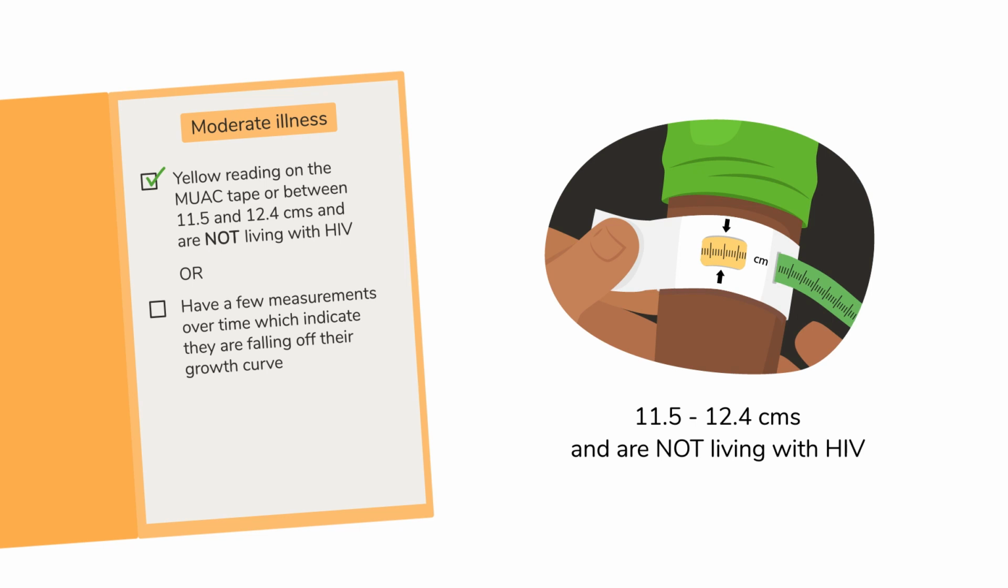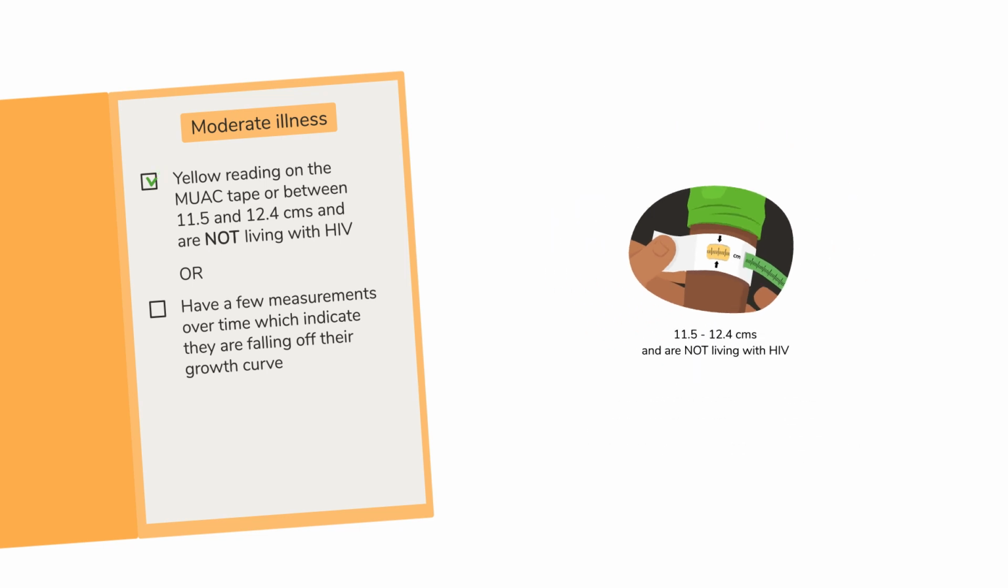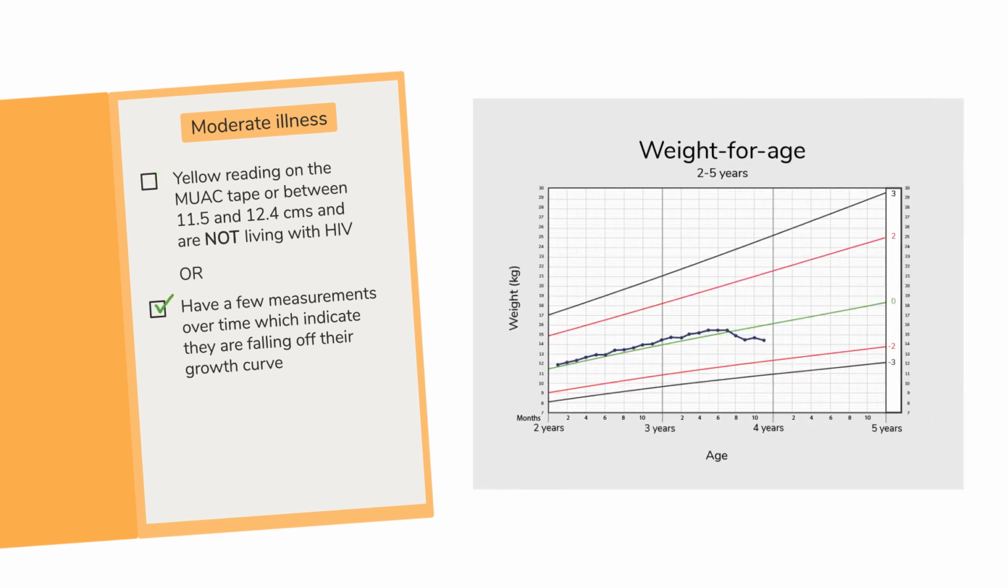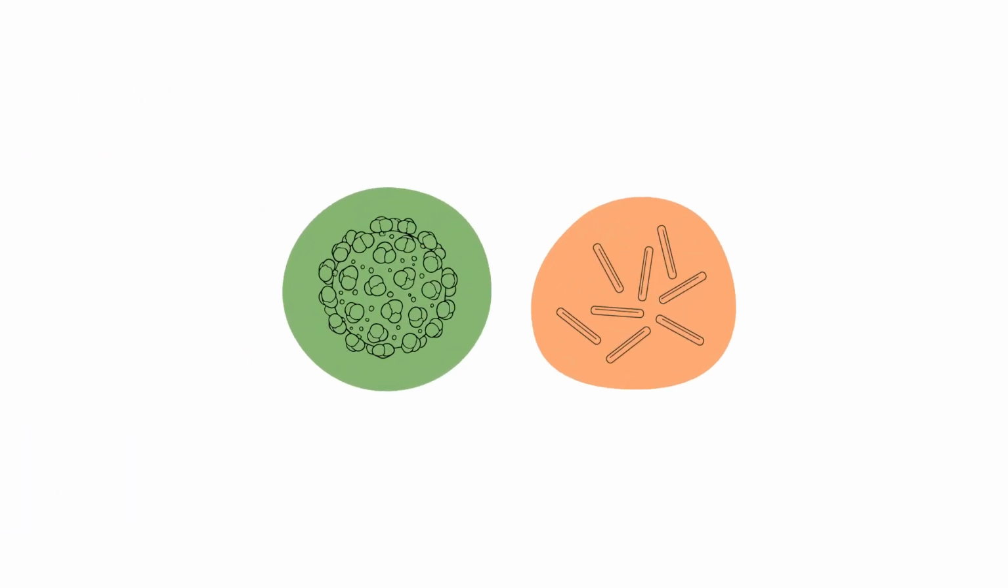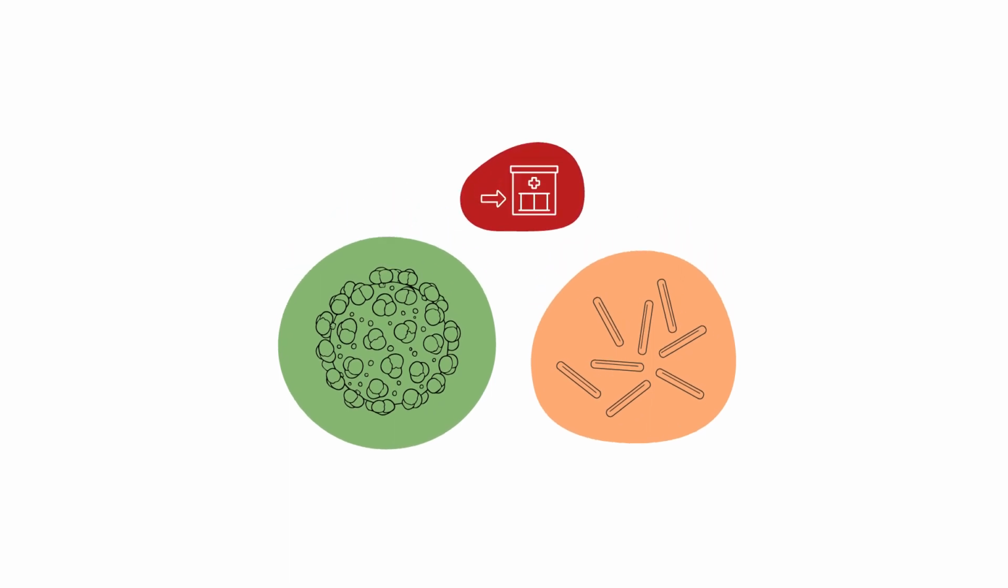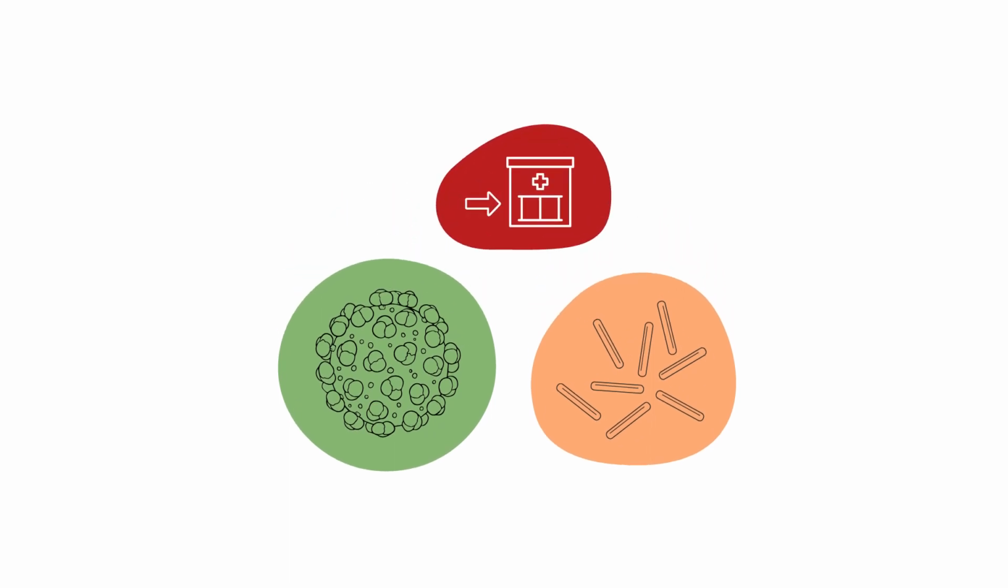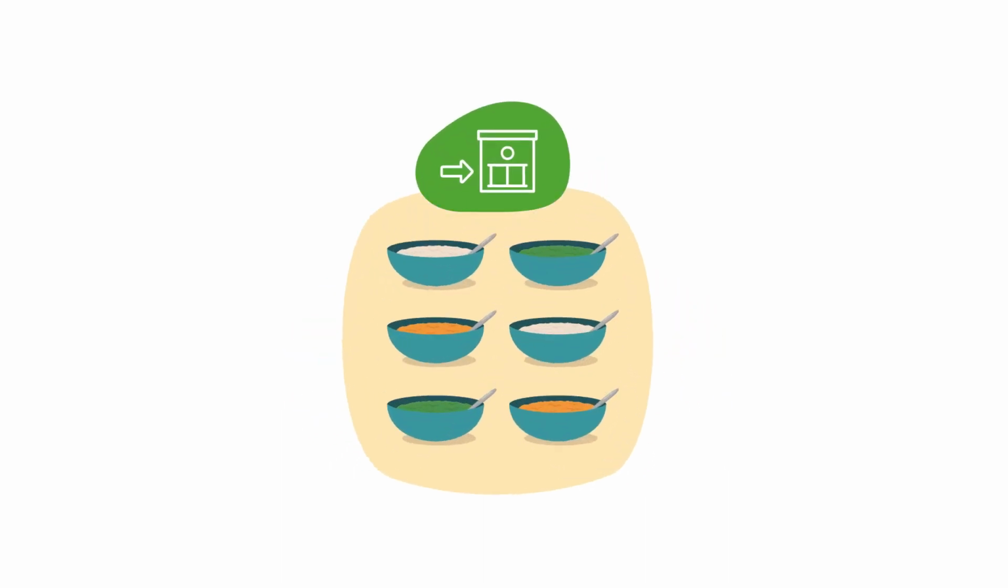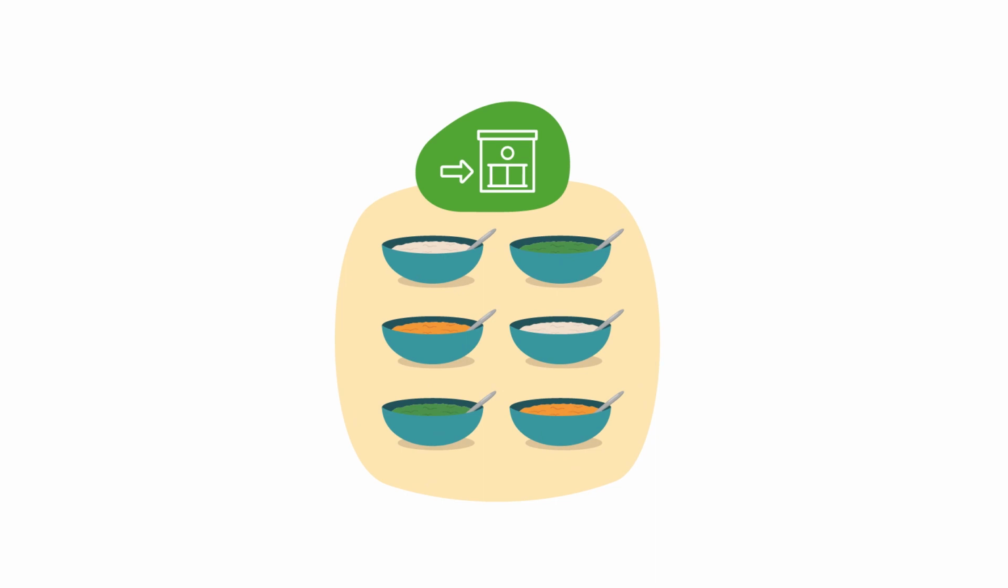A child also has a moderate illness if they have a few measurements over time which indicate they are falling off their growth curve. If the child has these signs, it is important to assess the child for tuberculosis or HIV. Ask the caregiver to take the child as soon as possible to a health facility for testing or treatment. If you can, refer the child to a community-based or supplementary feeding program.